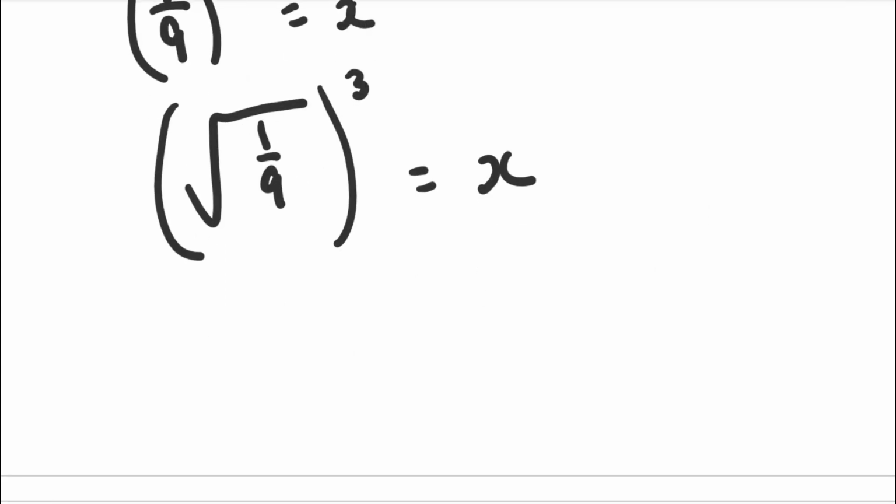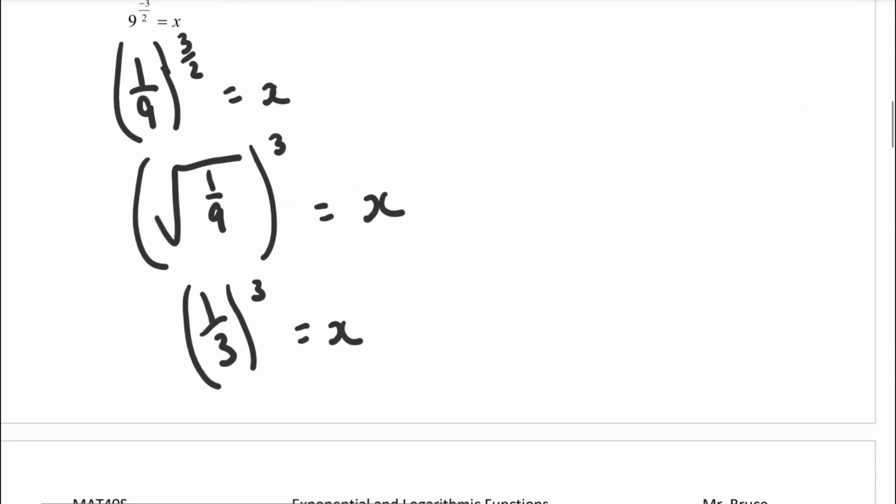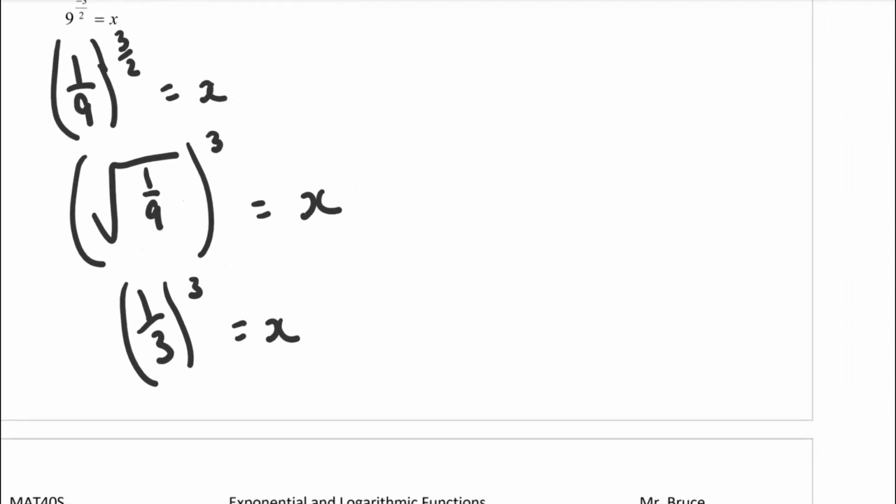Okay, at which point the square root of 1 over 9 is going to be 1 over 3, to the power of 3. And basically one third to the power of 3, you can just do the top and bottom to the power of 3. That's going to be 1 over 27, which is equal to x.